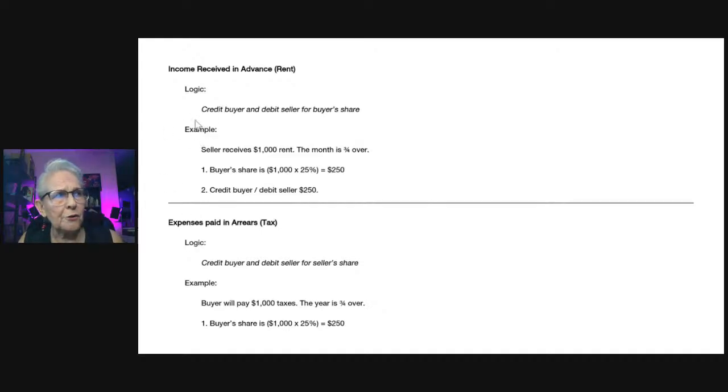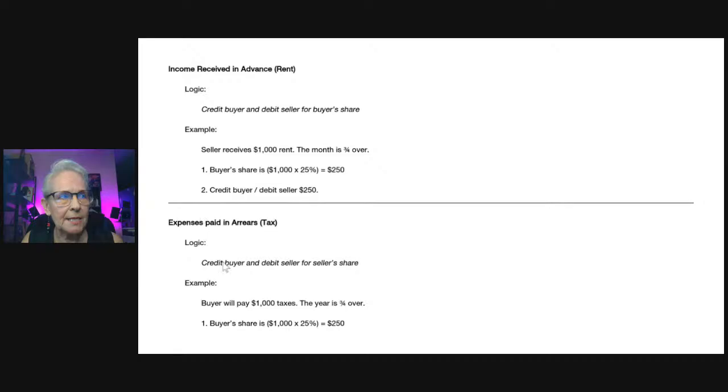So an example here, credit buyer and debit seller for buyer's share. Seller receives $1,000 rent. The month is 3/4 over, or 0.75 over. Buyer's share is $1,000 times 25% equals $250. Credit buyer 250, debit seller. You can find a chart that shows you things like this. You could have questions like that on the exam. So is it a credit to buyer and debit to seller, or a debit to buyer or a credit to seller? Review those.